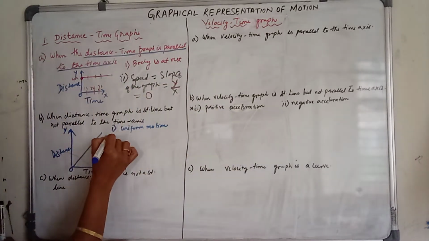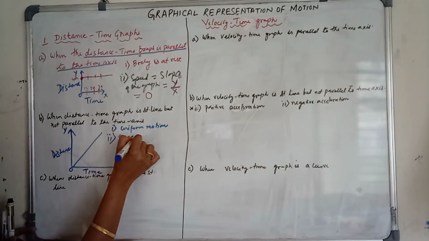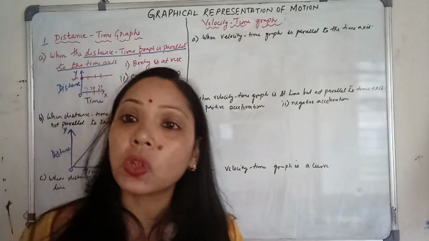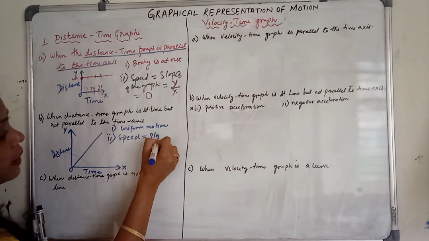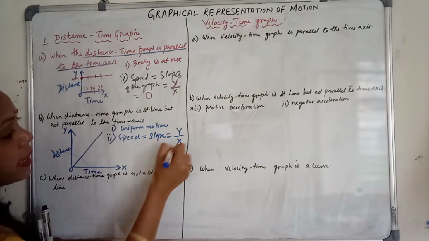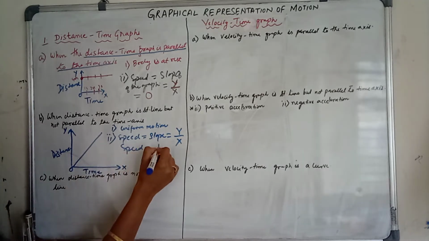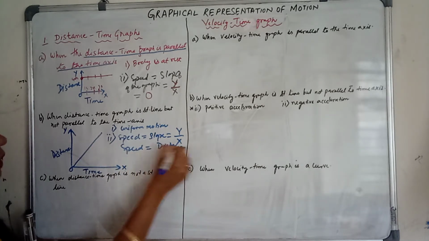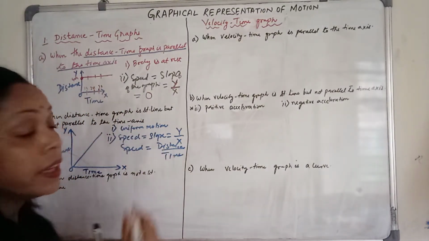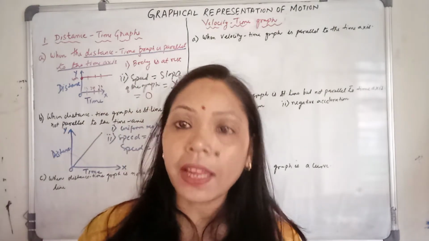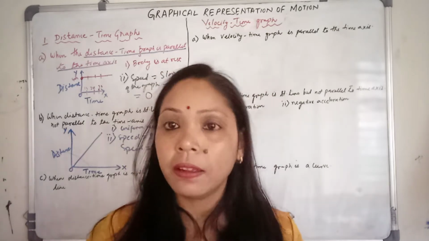Now second, number 2, let's find out the speed. Again, speed is the slope of the graph. So slope means y-axis by x-axis. So speed is equal to, what is the y-axis here? Distance. And the x-axis is time. So we got the formula: speed is equal to distance by time. So slope means y by x, or you can say perpendicular by base.